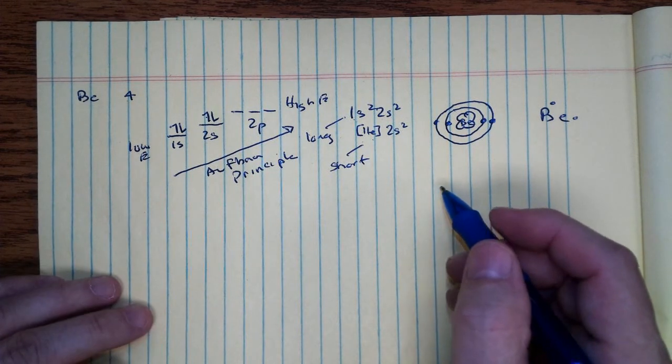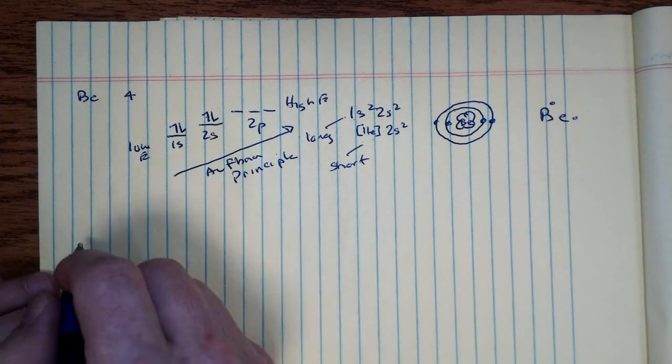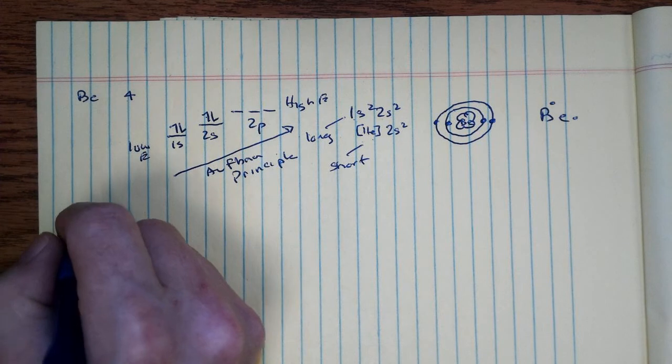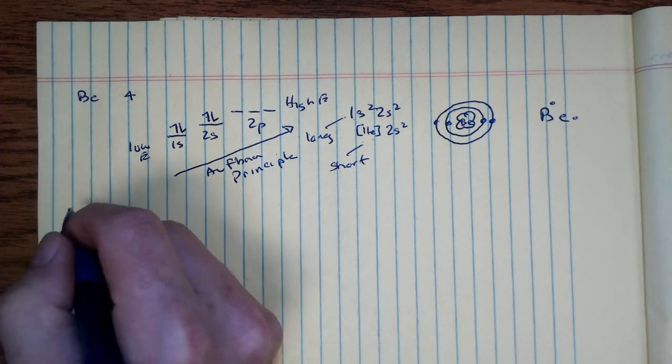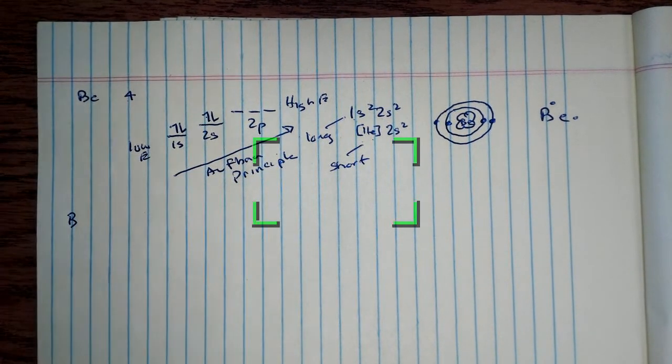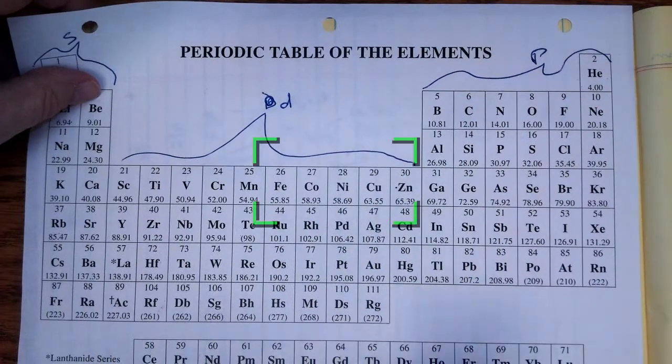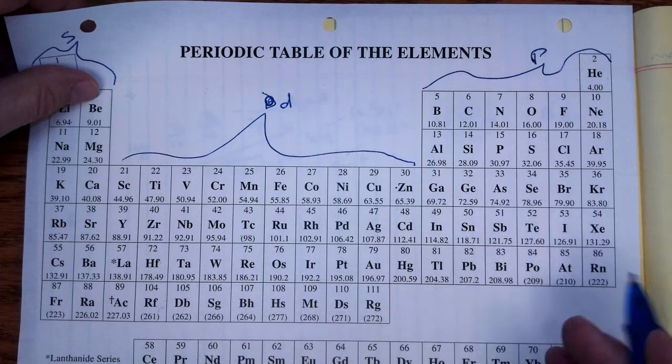Okay. Now, let's look at element 5. What is element 5? Okay, boron. Everybody, get out your periodic tables. I want you to have your periodic table handy, so you'll need this when we go through electron configuration.